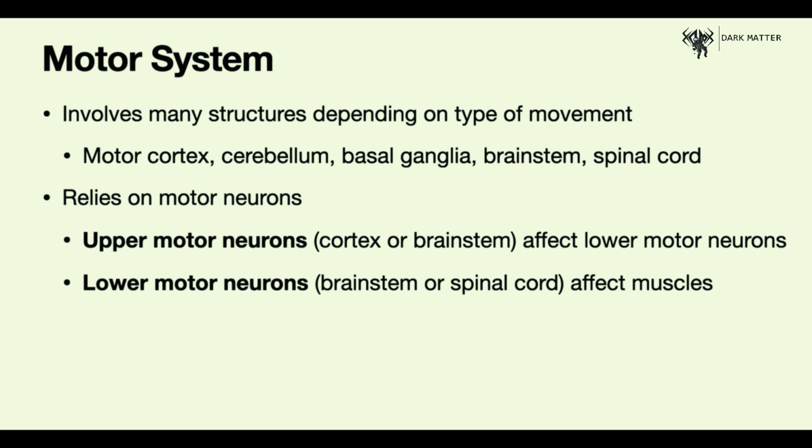Motor neurons are really at the center of the motor system, and we can divide them into two categories: the upper or lower motor neurons. The upper motor neurons are usually in the cortex or the brainstem, and they will activate lower motor neurons. They initiate the motor program. Now, the lower motor neurons, which are found usually in the brainstem or the spinal cord, will be the ones to actually synapse onto a muscle fiber and either activate it in order to cause contraction and therefore movement, or to inhibit its activity to prevent contraction.